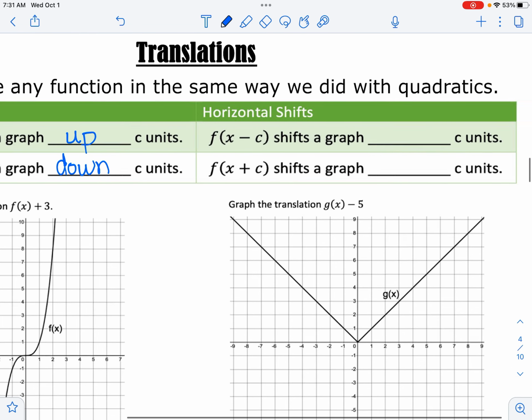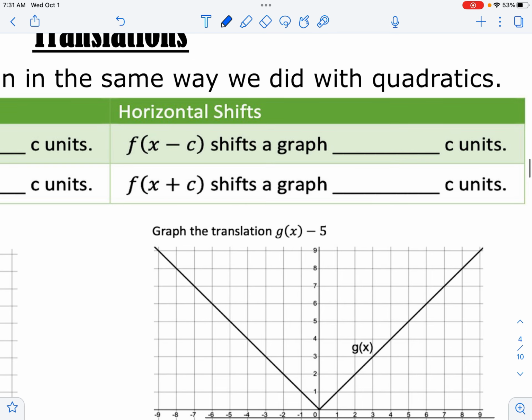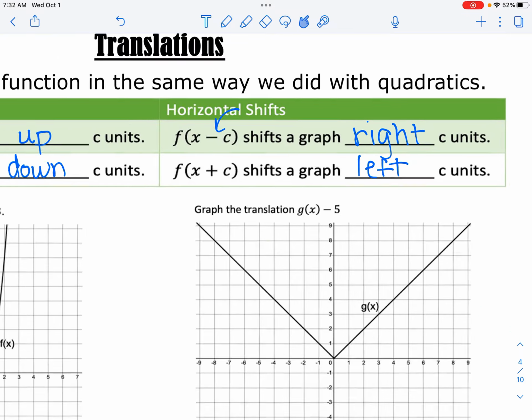For horizontal shifts, again, this will be opposite of what you might think. So you're going to look inside the parentheses or brackets or absolute value signs or whatever. And if it's in there, then it's going to move the graph left or right. But if it says x minus c, that's going to actually move it to the right. If it says x plus c, it's going to move it to the left. So kind of like opposite of what you might think, just like we did with quadratics.